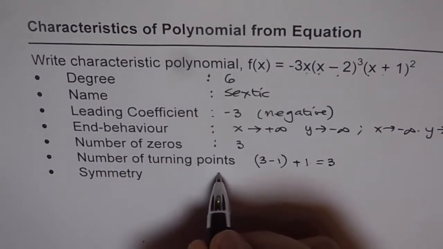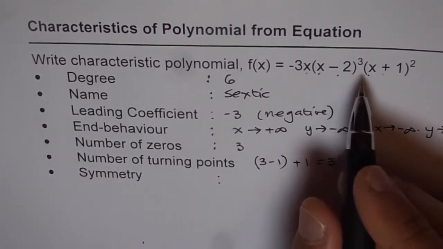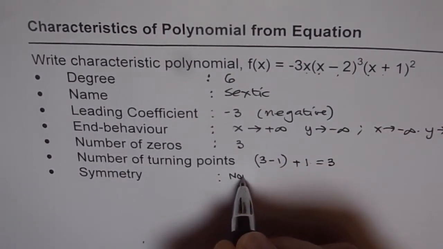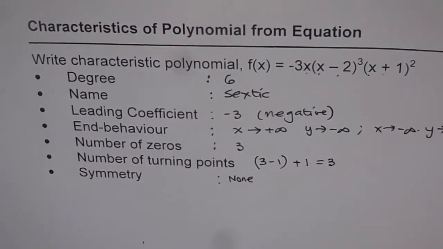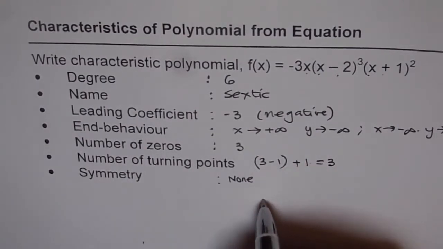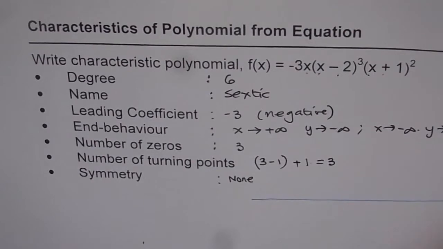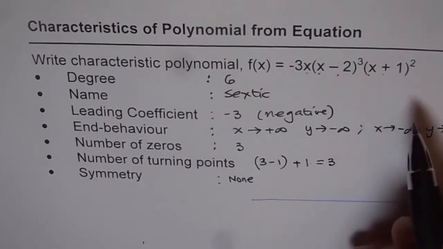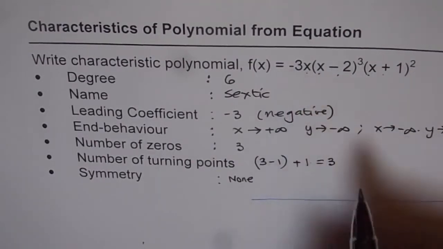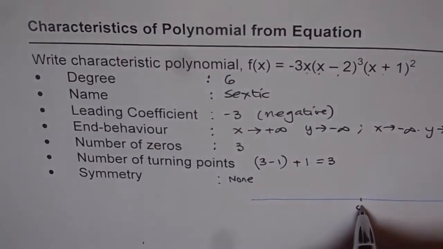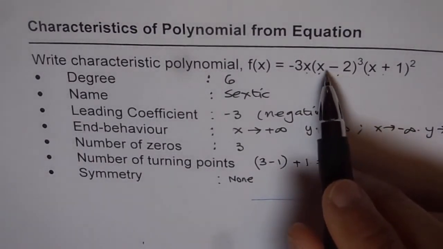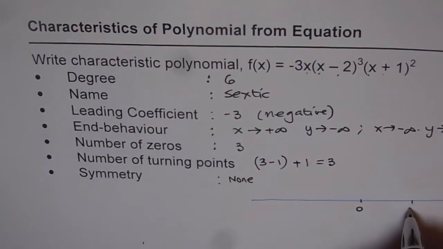Right? Let me answer symmetry. It doesn't seem to have any symmetry. So symmetry is none. But to confirm that point, let us sketch our graph and see, right? So it's easy to sketch this graph. We got 3 zeros. This one is a zero at 0, right? This one is a zero at plus 2. Let's say plus 2. And the order of this zero, I'll write here itself. You know, it helps in drawing.